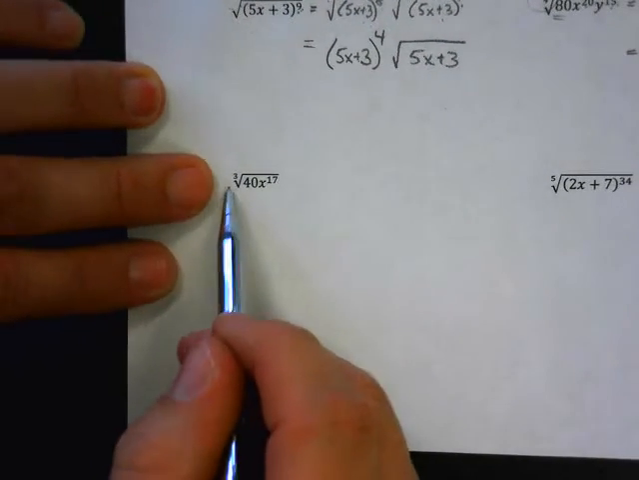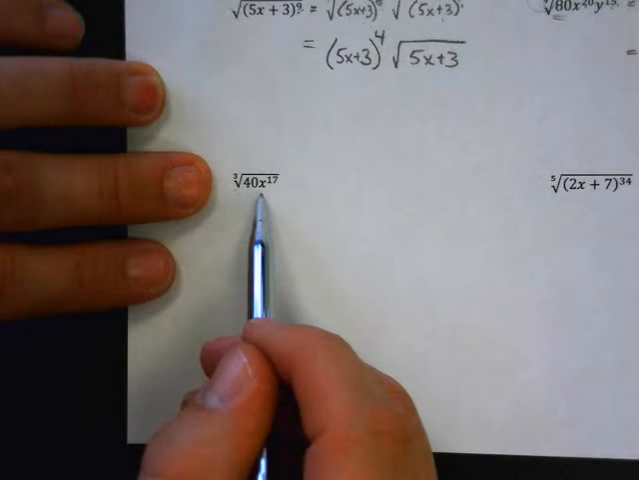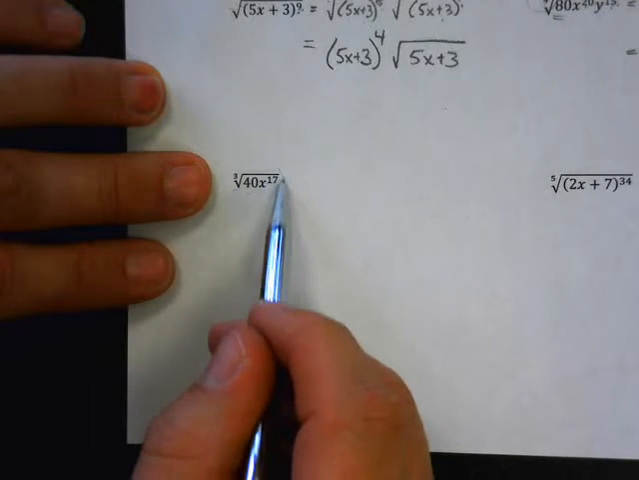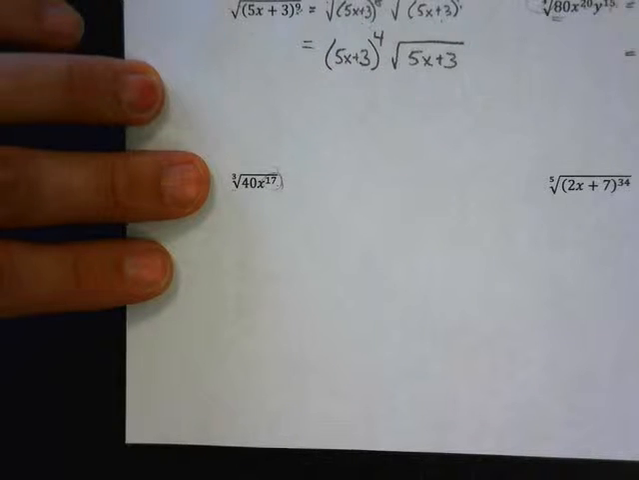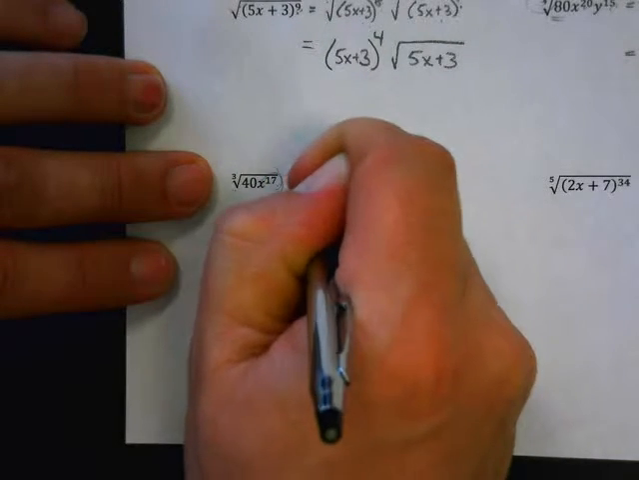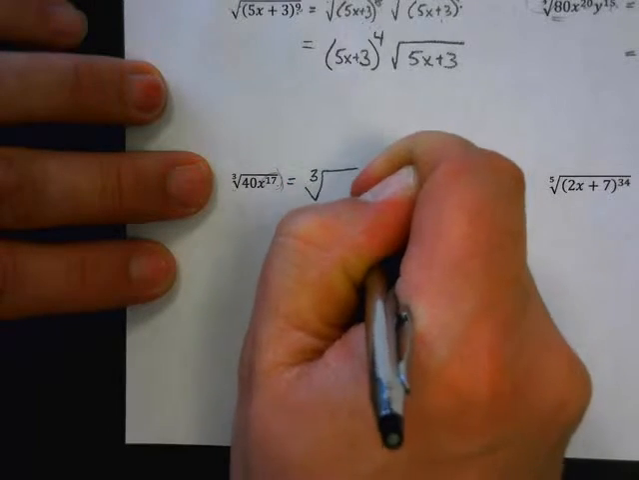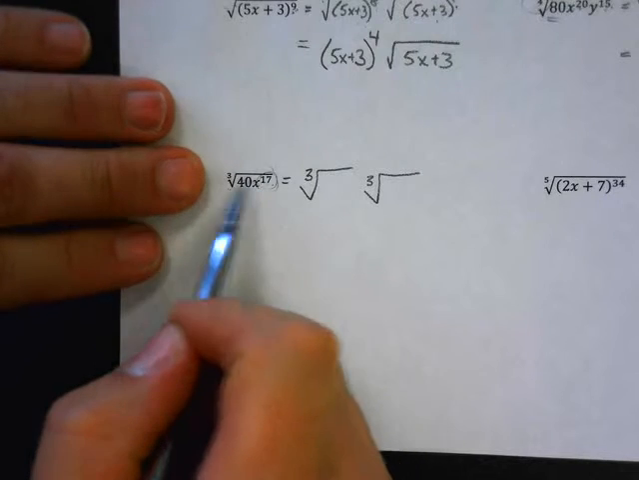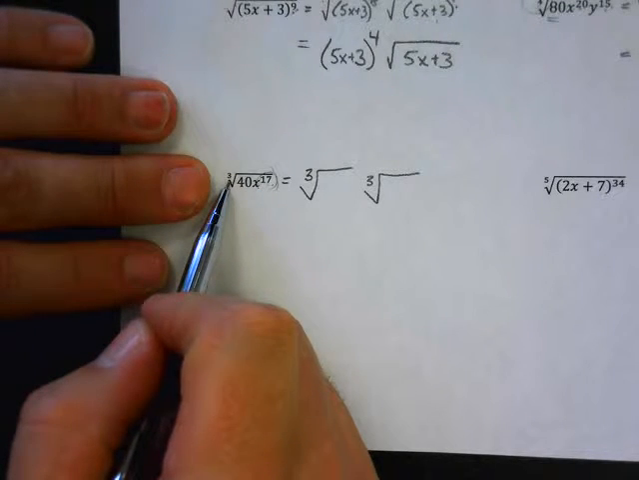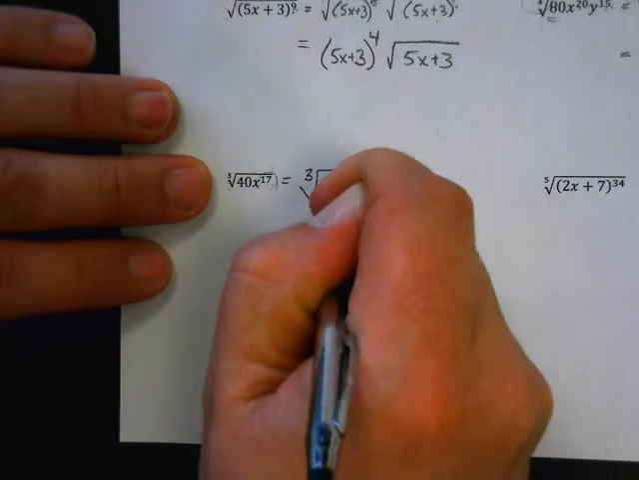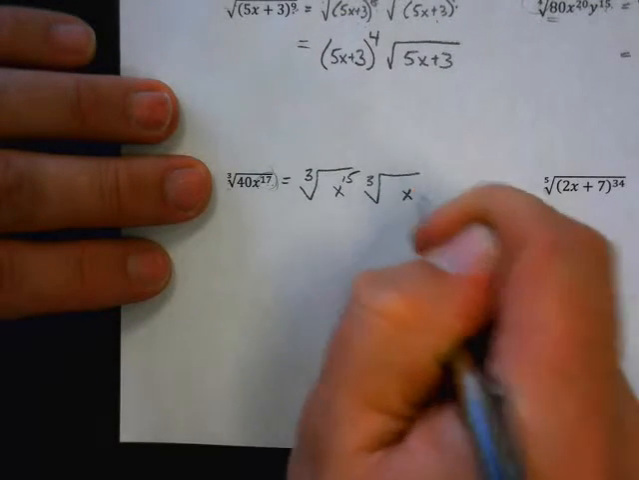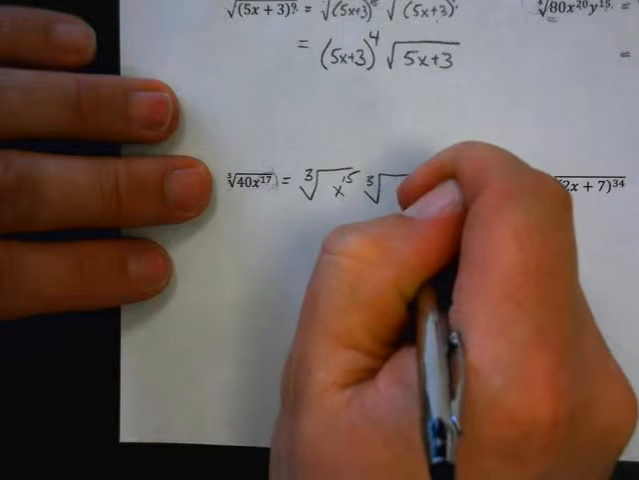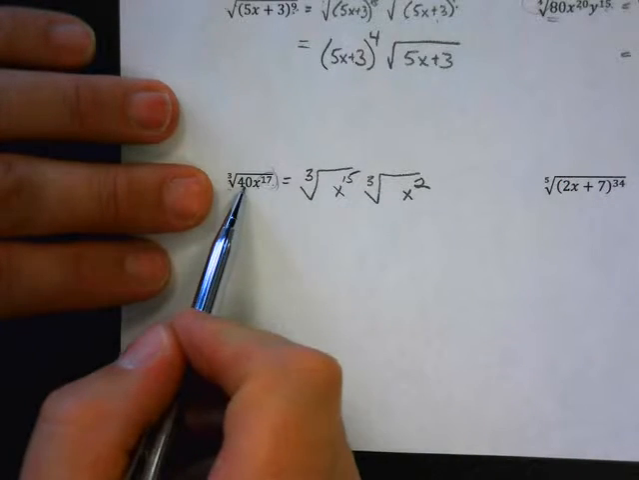If we say this is the cube root of 40x to the 17th, I know I can take out some x's. Okay. So this is the cube root, x to the 17th, multiples of 3. What's the largest one? X to the 15th. How many are left? X squared.